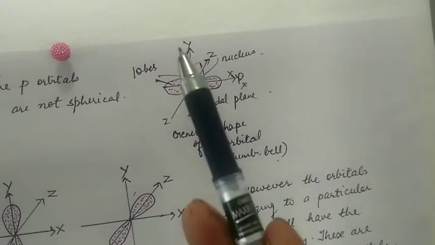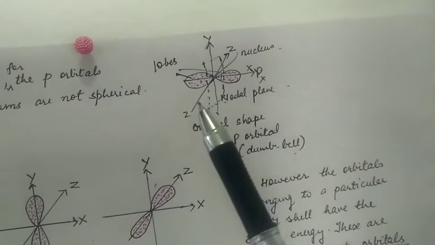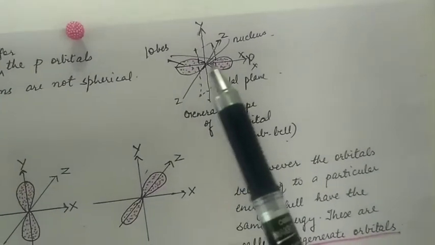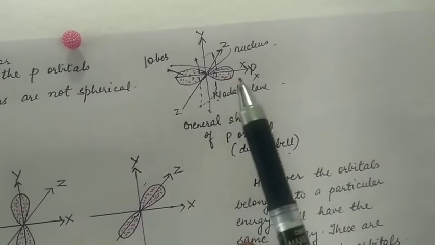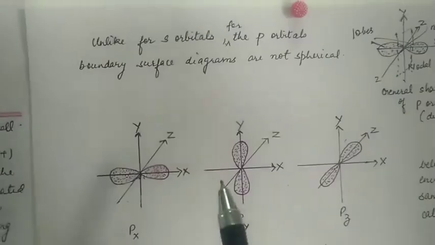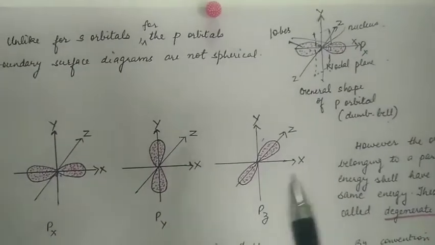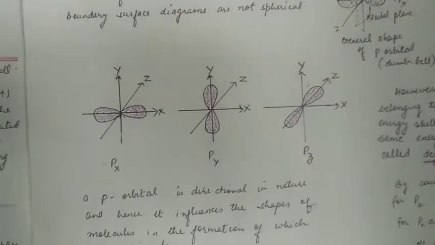These three are the axes along which any p orbital may be directed. For example, here it is directed along the x-axis. Then similarly we can have it around the y-axis and around the z-axis.